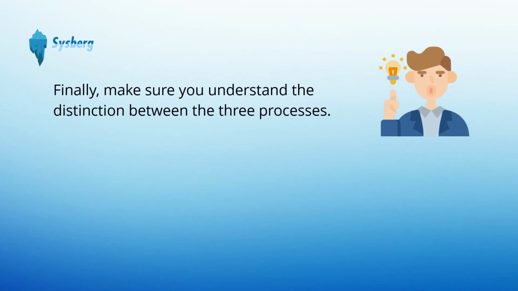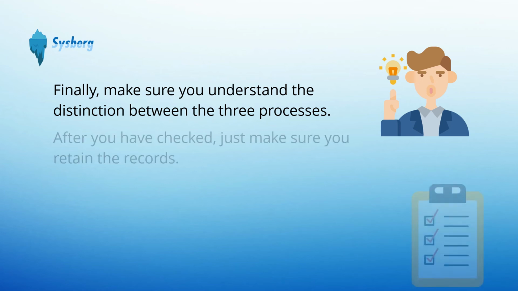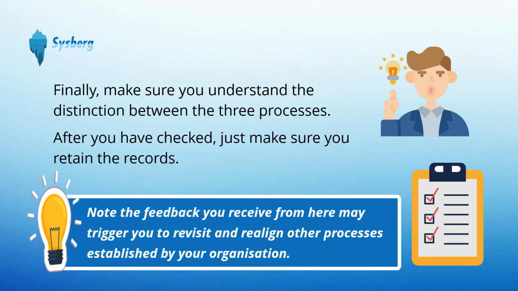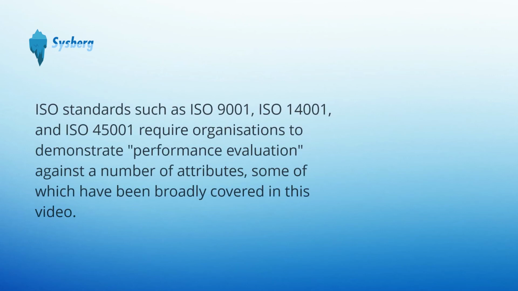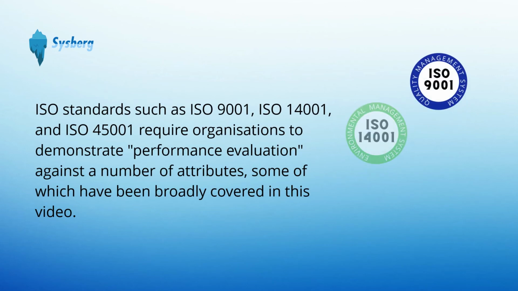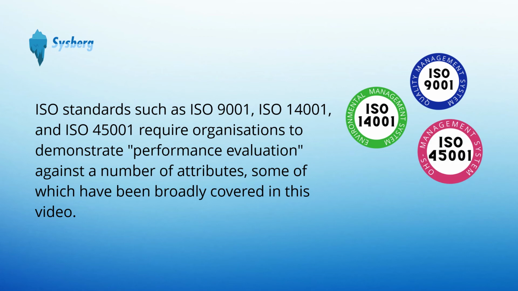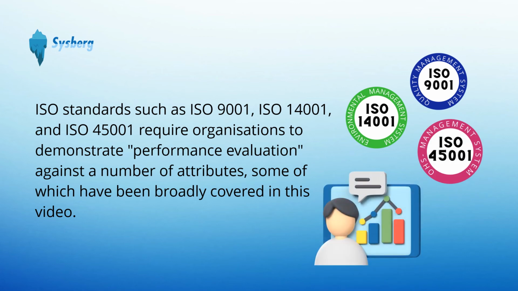Finally, make sure you understand the distinction between the 3 processes. This will help you in the future if you are growing business or if this is the first time you're implementing a management system. After you have checked, just make sure you retain the records. Note that the feedback you receive from here may trigger you to revisit and realign other processes established by your organization. ISO standards such as ISO 9001, ISO 14001, and ISO 45001 require organizations to demonstrate performance evaluation against a number of attributes, some of which have been broadly covered in this video.